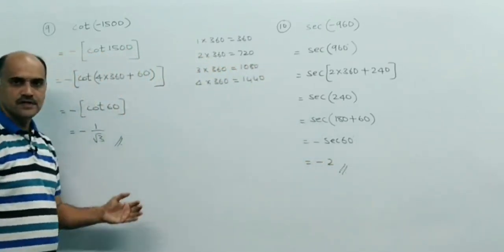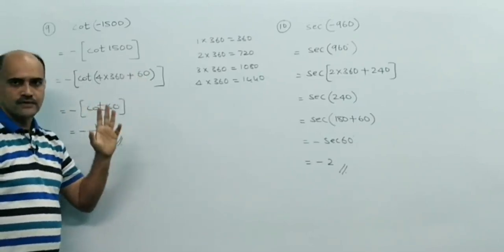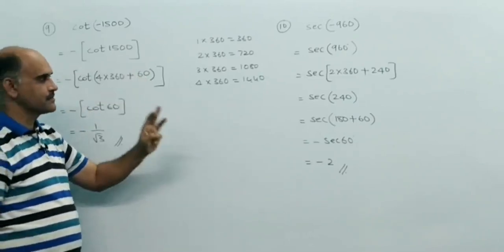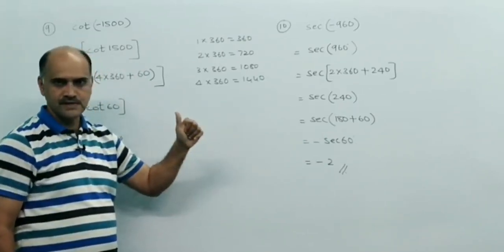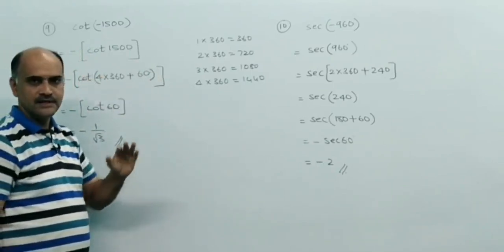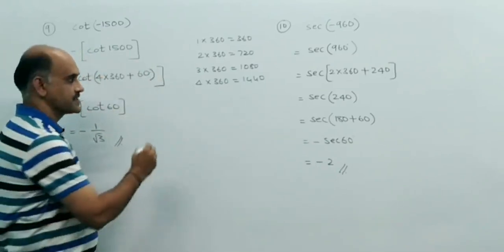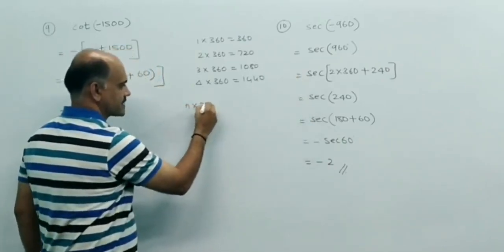Clear students? So you remember all these steps that I have told. First, always prefer to write 180 plus or minus, 360 plus or minus. Second step, the ASTC rule. Third, if it is greater than 360, always write it as n into 360 plus theta.